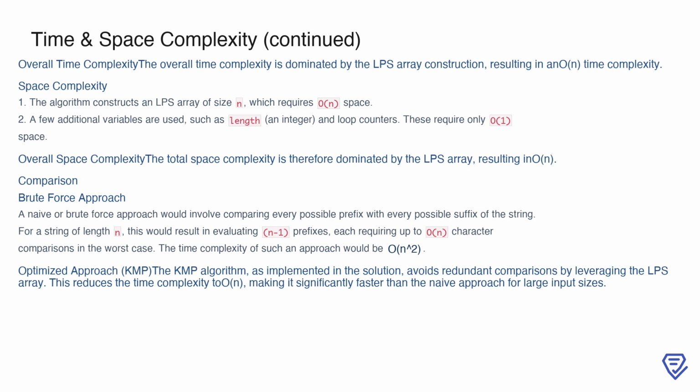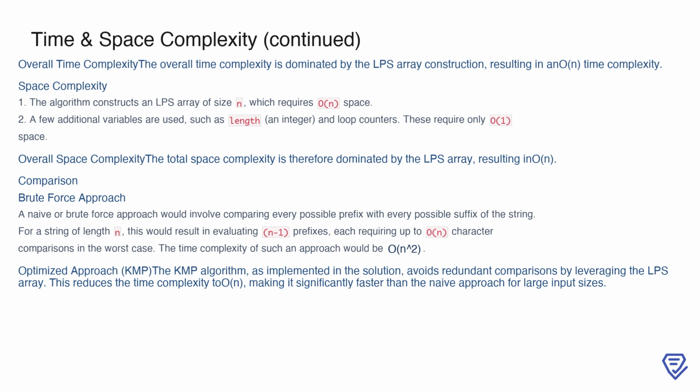Now, let's discuss space complexity. The algorithm creates an LPS array of size n, which requires O(n) space. Apart from this array, the algorithm uses a few auxiliary variables, such as the length pointer and loop counters, which need only constant space, or O(1). This means the total space complexity is dominated by the LPS array, resulting in O(n) overall space complexity.